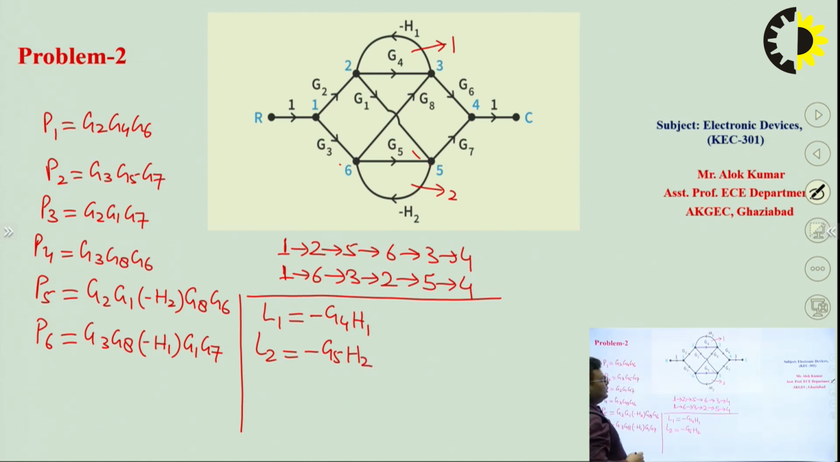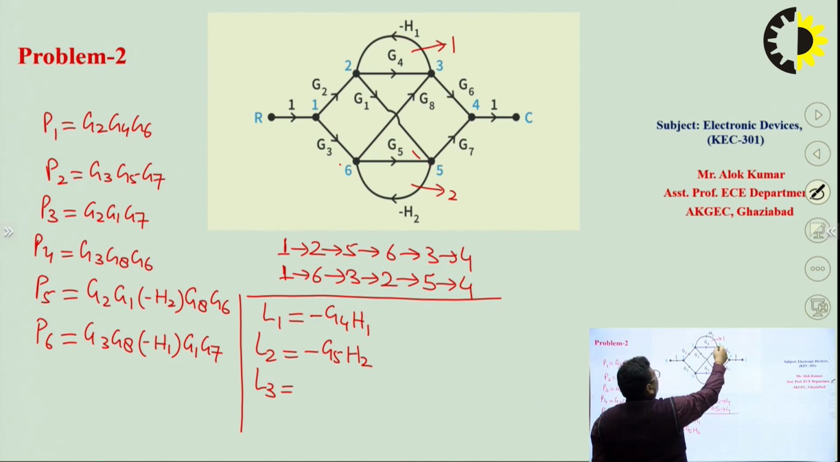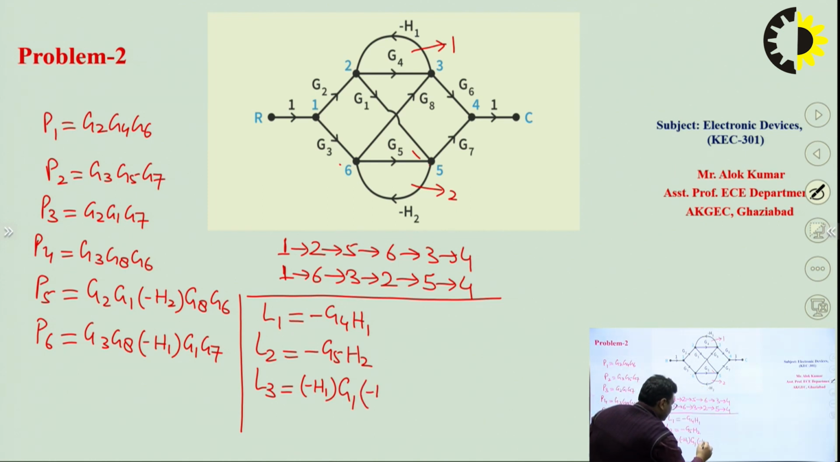There should be a third loop also, L3, and it can be, if we go from node 3 to node 2, then node 2 to node 5, node 5 to node 6 and node 6 to node 3. So loop 3 will be, from node 3 to node 2, that is minus H1, then G1, then minus H2, then G8. So this will be the third loop.